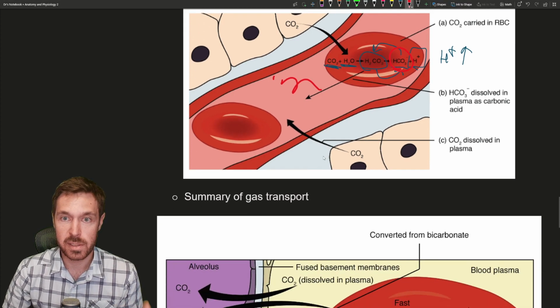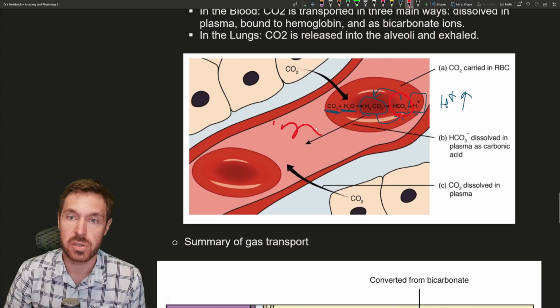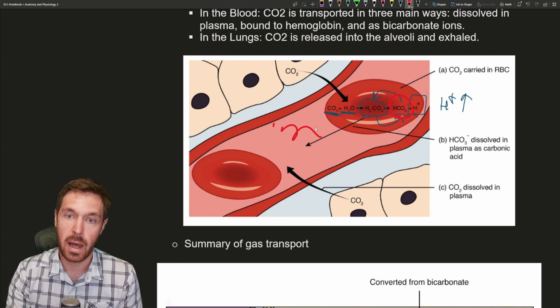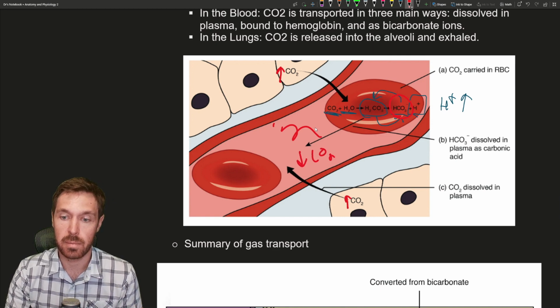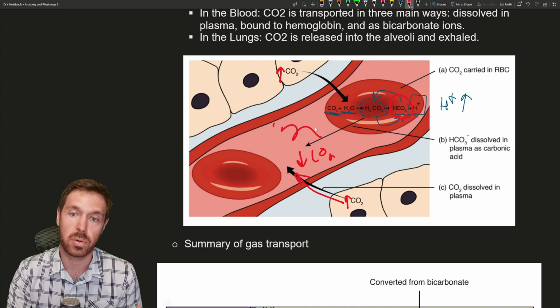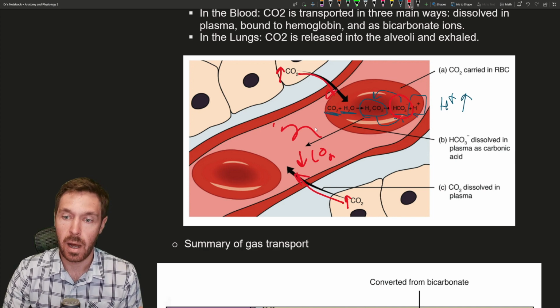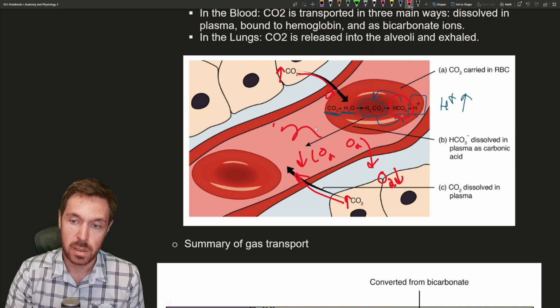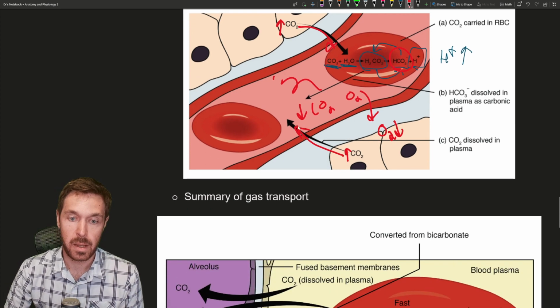But CO2 is removed from the tissues, and gases flow down their concentration gradient. So CO2 is at a higher concentration in the tissues because it's being produced, and CO2 is at a lower concentration in the blood, so it automatically wants to be pulled in. Same with oxygen. Oxygen would be at a lower concentration in the tissues and in higher concentration out here, so oxygen will be pulled towards the tissues. All right.